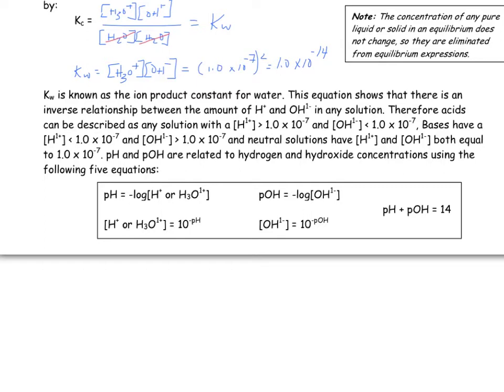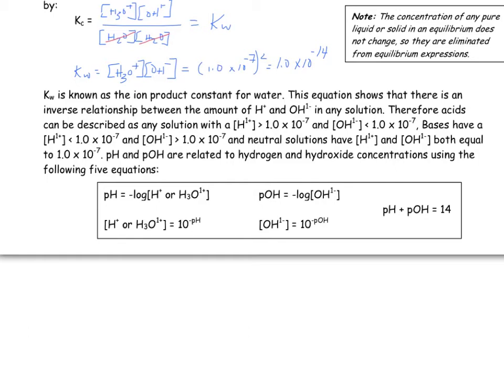Therefore, acids can be described as any solution with a hydrogen ion concentration greater than 1 times 10 to the minus 7 and a hydroxide concentration less than 1 times 10 to the minus 7. Bases have the opposite. And neutral solutions have hydrogen and hydroxide concentrations both the same value, equal to 1 times 10 to the minus 7.